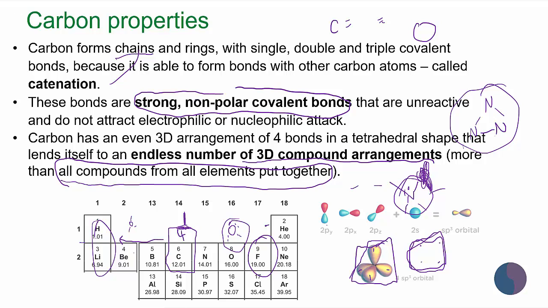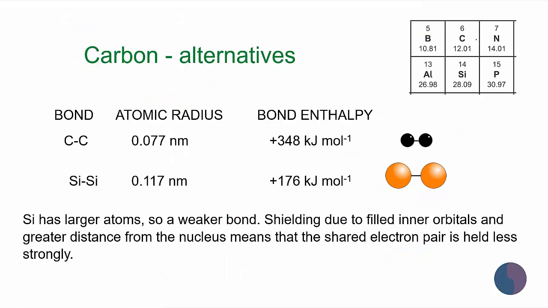You might be thinking, well, this is in the same group, so why can't silicon do the same thing? Well, it has extra shells, and the positive nucleus can't be attracted to this electron pair very well. And so it's a longer, weaker bond. You can see this is much shorter and stronger. And so it's only 176 kilojoules per mole. So it's not strong enough.